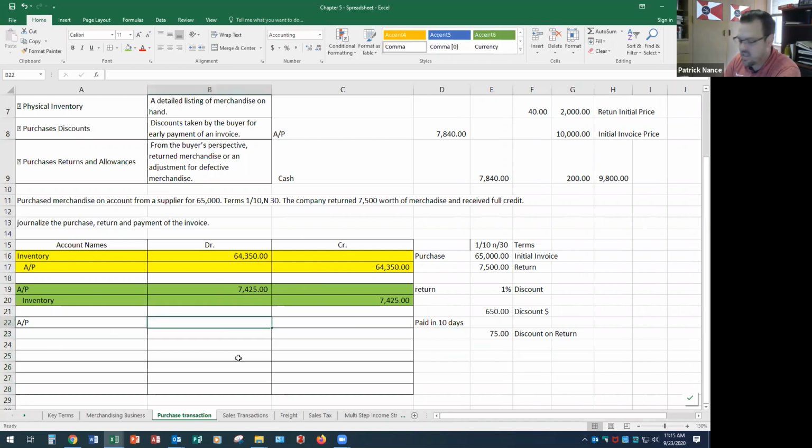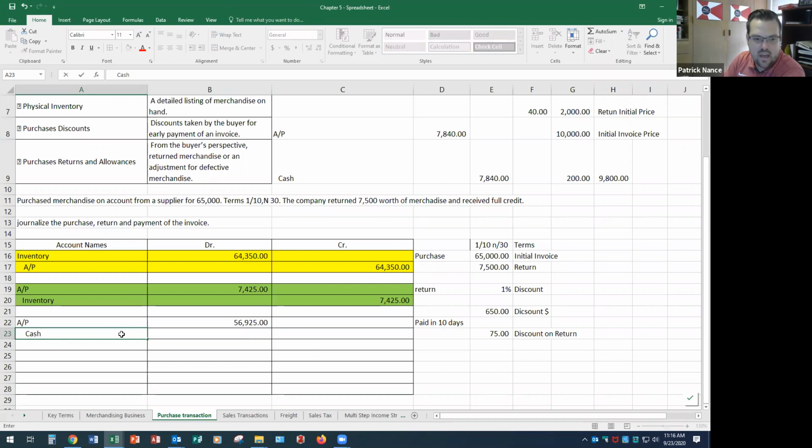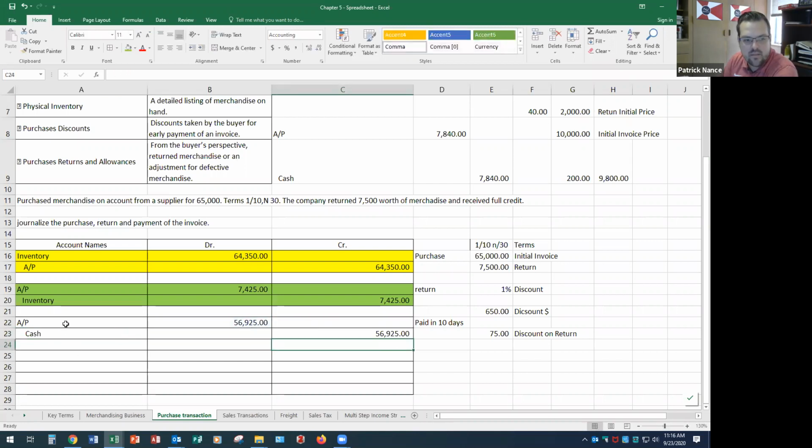For me, it's easier just to keep it in my head: this increased accounts payable by 64,000, so at that point, that's what I owe. Now that I've returned some, I don't owe that much. I need to subtract out the return amount, and that is the amount in my accounts payable that I actually owe. Since I'm paying in cash, the last part would be paid with cash. So this is the purchase, this is the return, and this is the paying of the invoice within the discount period, which in this case is 10 days.